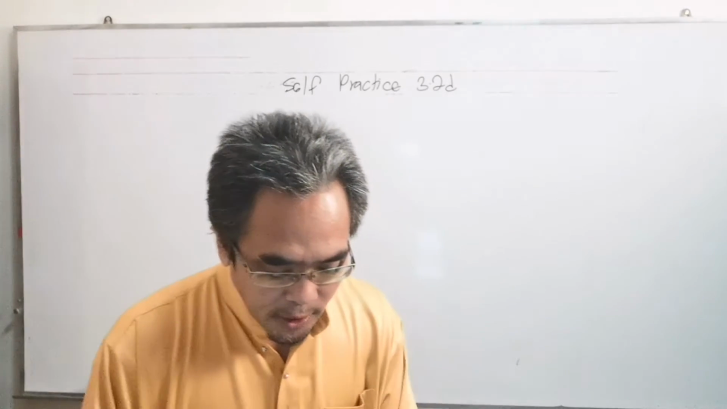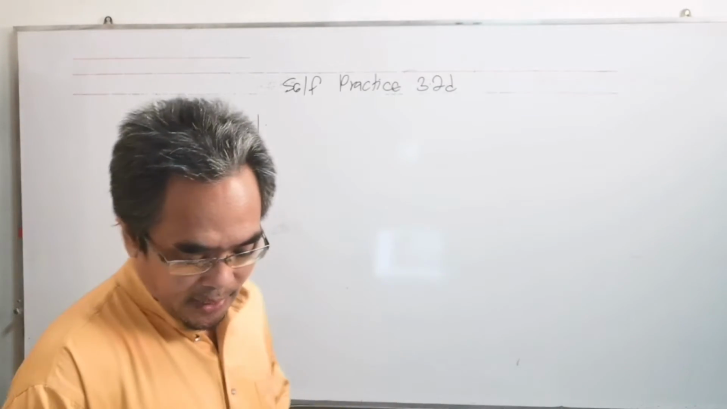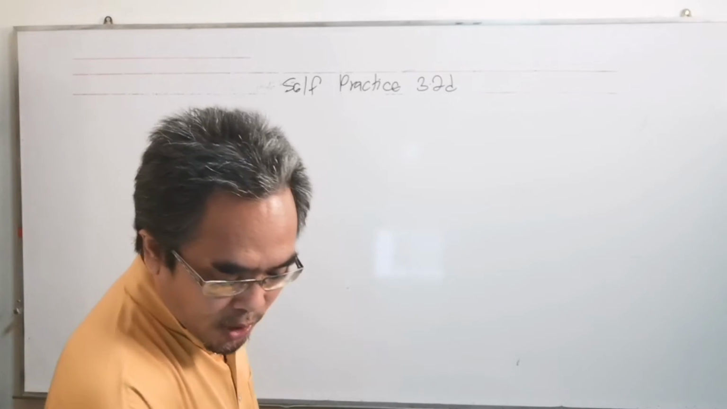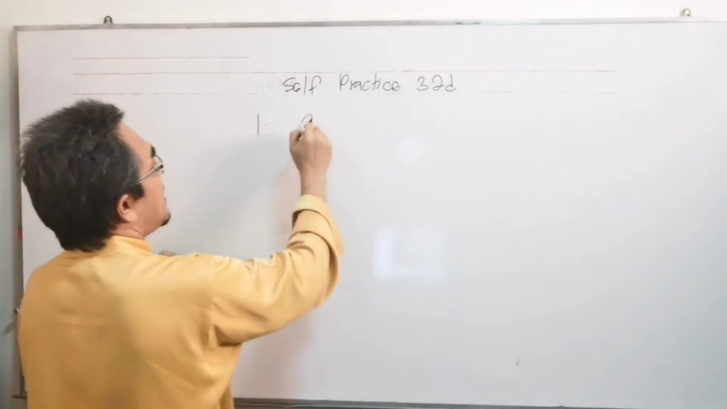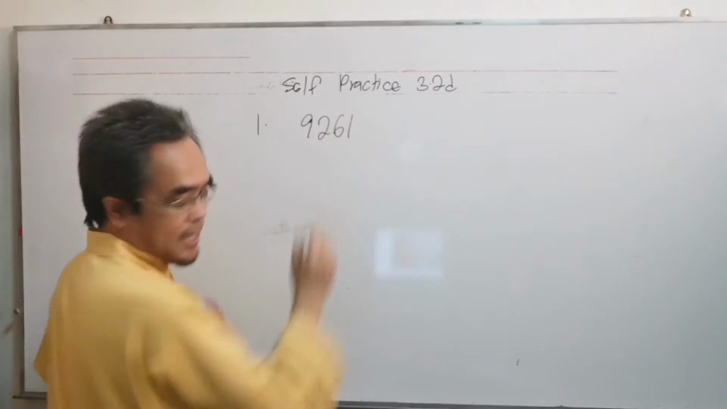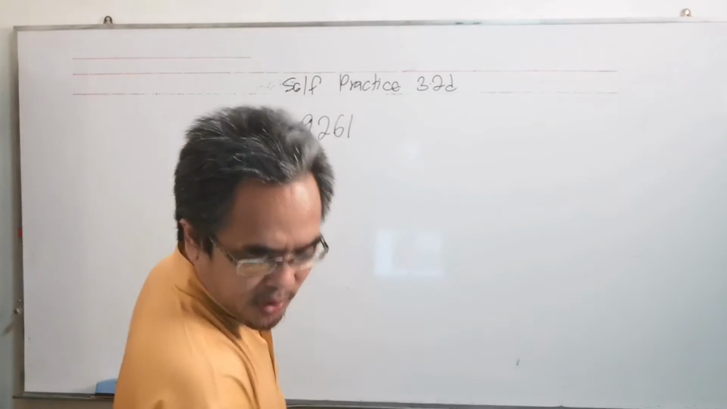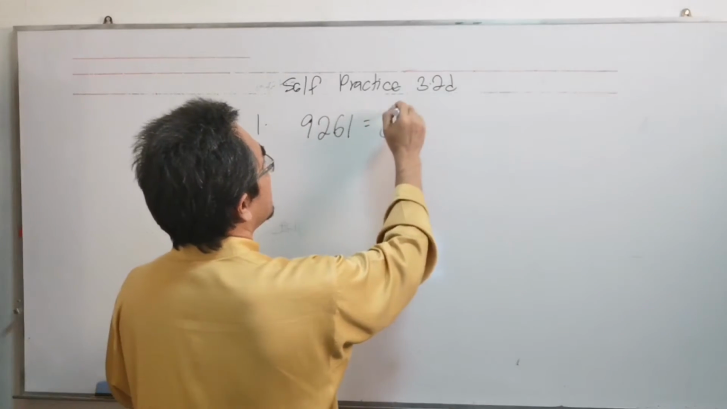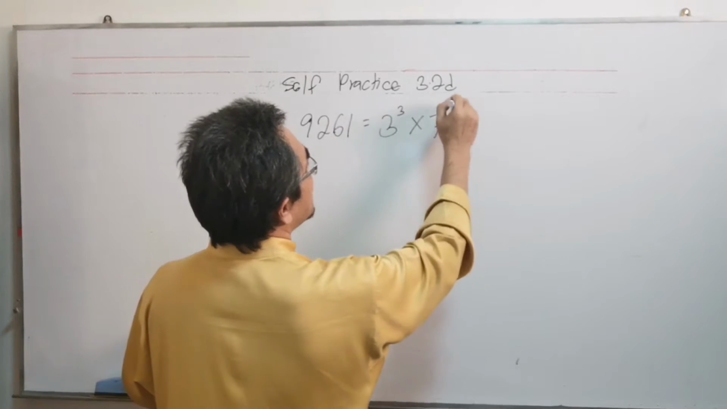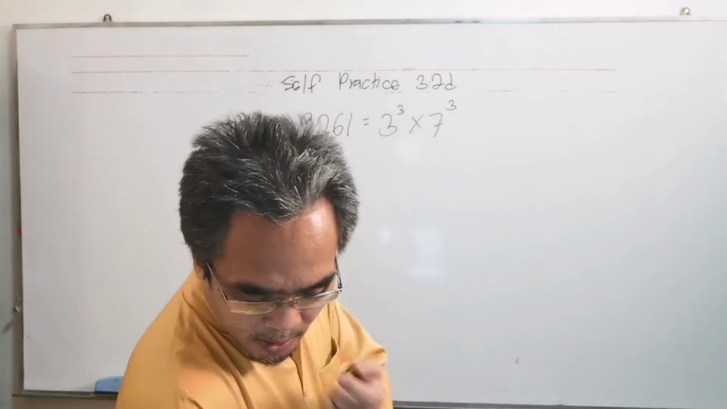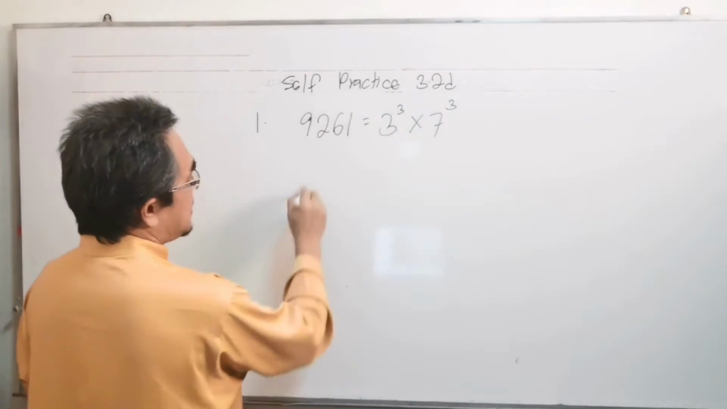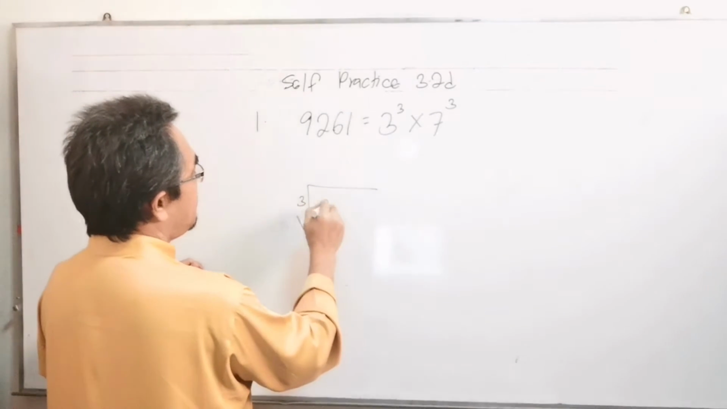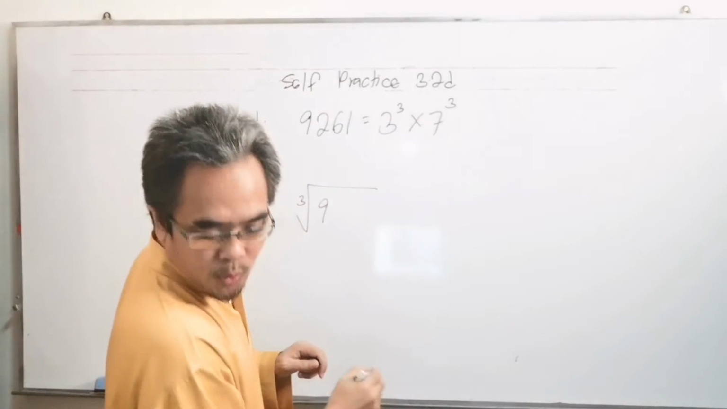Okay, look at question number 1. Given that 9,261 is equal to 3 cube times 7 cube, find the cube root of 9261.